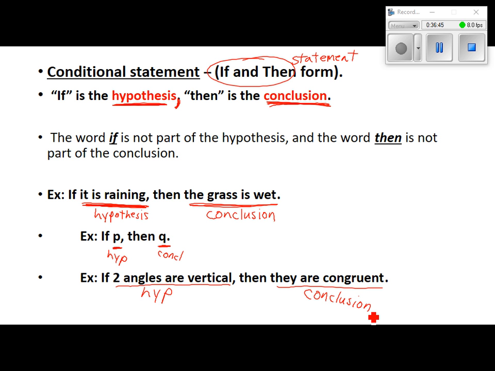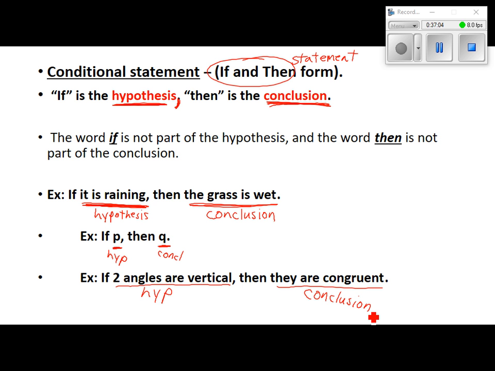If the grass is under, like, maybe a tent or something, right? Then would that grass be wet? No. And the last one: if two angles are vertical, then they are congruent. Is that a true or false statement?